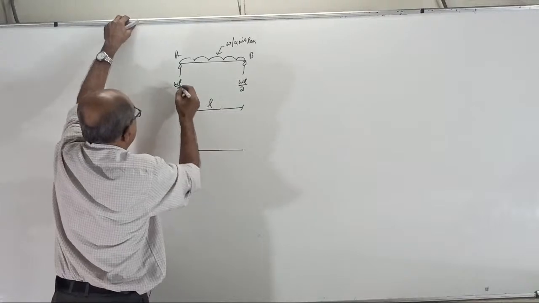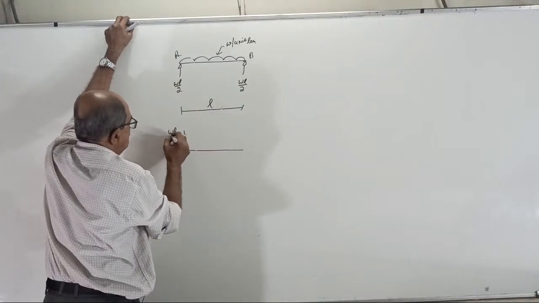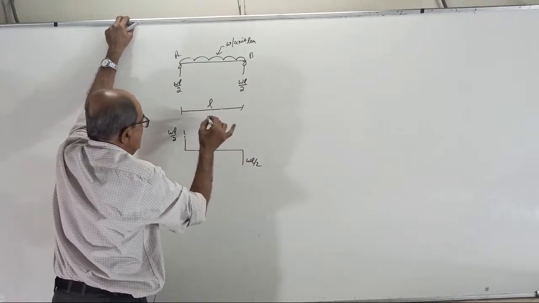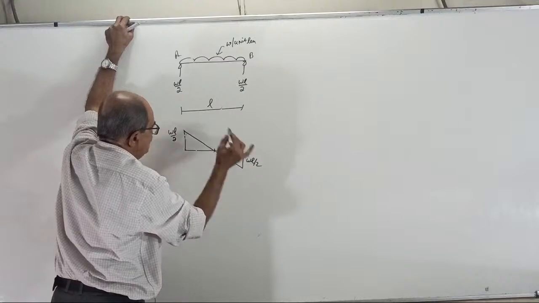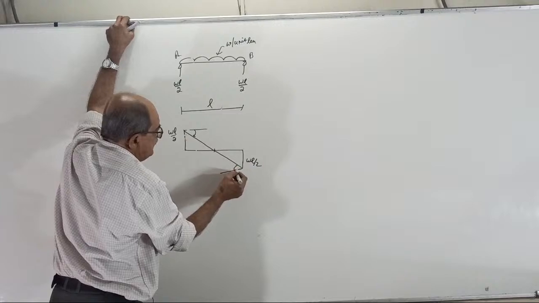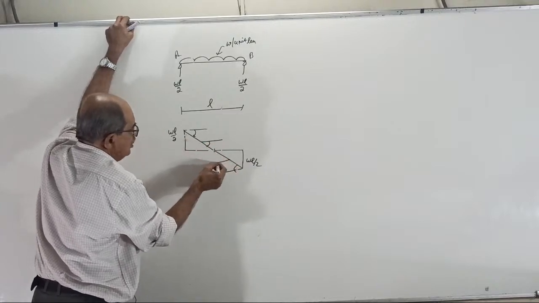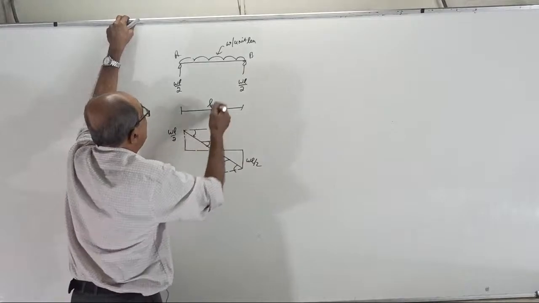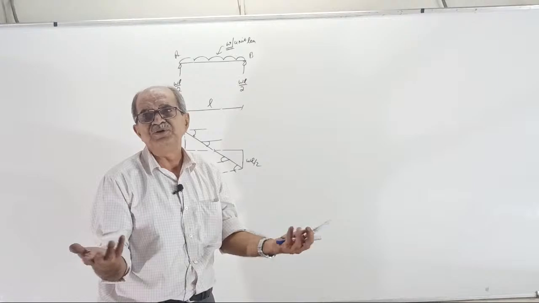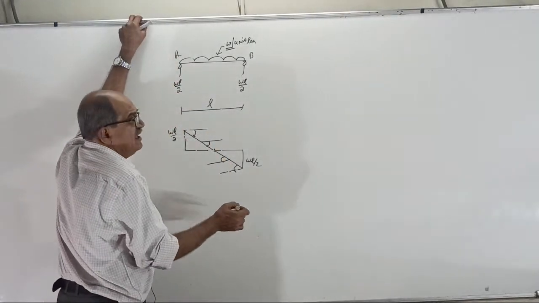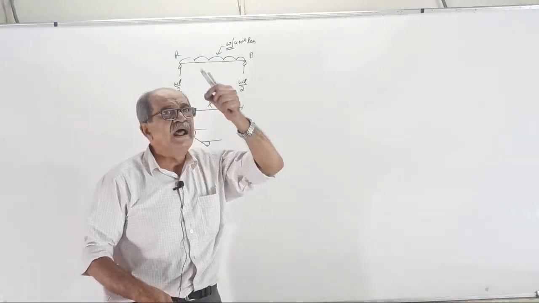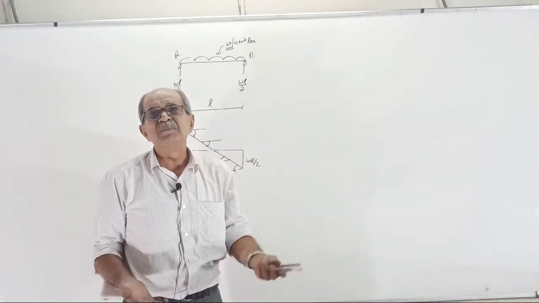Shearing force diagram. See, here plus WL by 2. Left up is positive. Here minus WL by 2. Variation is linear, a straight line. Over. Now see, slope of SFD here and slope of SFD here, slope of SFD wherever you see is W. This I told you last time. Why? Constant. So no confusion. When you want to join using linear variation, a straight line, anybody on the road will do it.